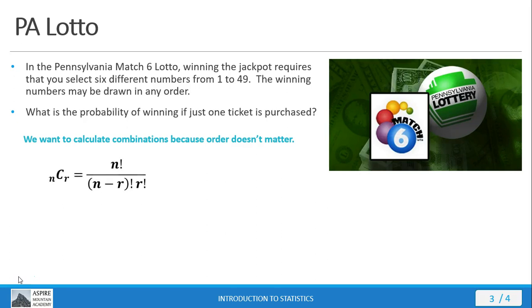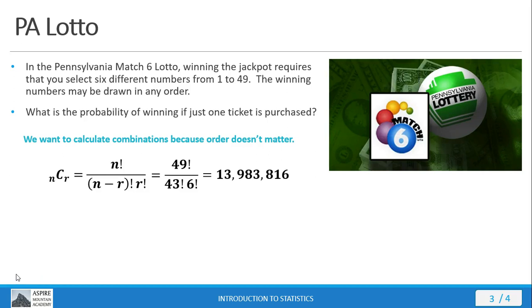So here's our formula for calculating combinations. We plug in what we know. There are 49 numbers we can choose from, and we're choosing 6 of them, so n is 49 and r is 6. 49 minus 6 gives us 43. So we've got 49 factorial over 43 factorial times 6 factorial. When we punch that into our calculator, out comes 13,983,816. This is the size of our sample space.